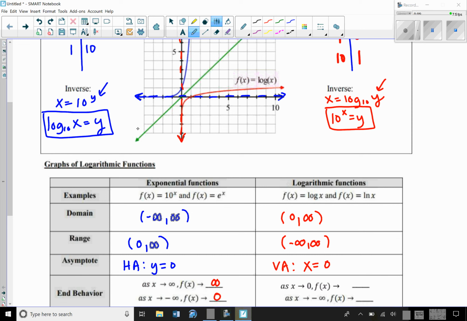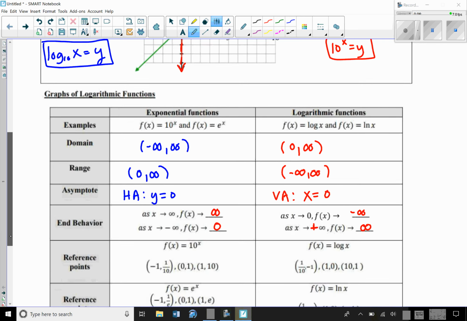For our logarithmic graph, as x approaches 0, because we can't take the log of 0 or a negative number, so we would say as x approaches 0, which makes sense because you switch your x and y values, our f of x is approaching negative infinity. And as x approaches, and this should say positive infinity here, I forgot to fix that. So as x approaches positive infinity, our y values are going towards infinity. And so that would be the end behavior for exponential and logarithmic.